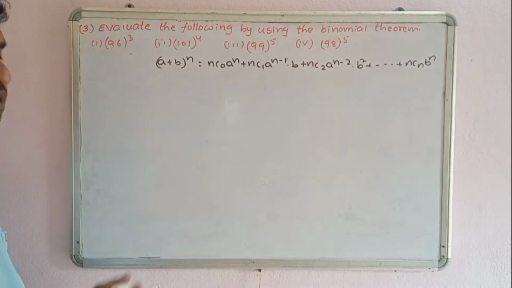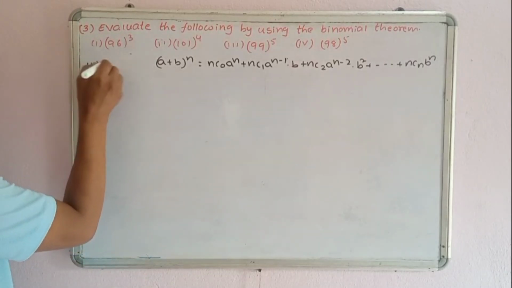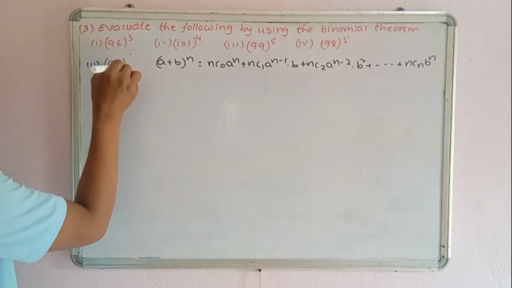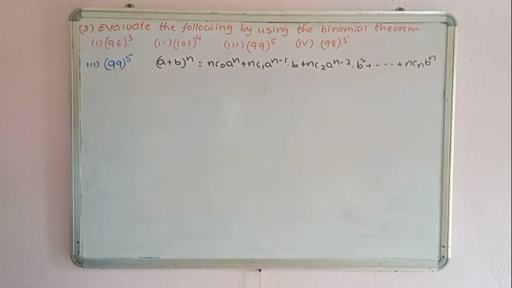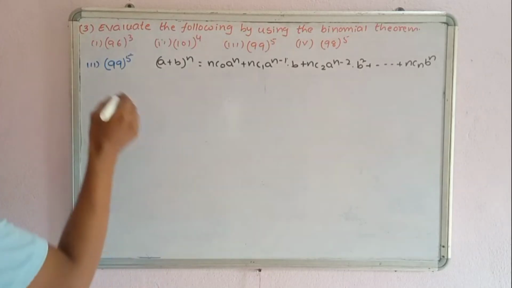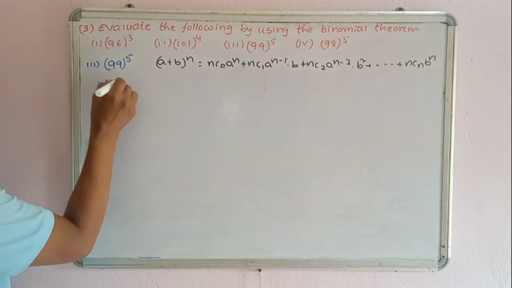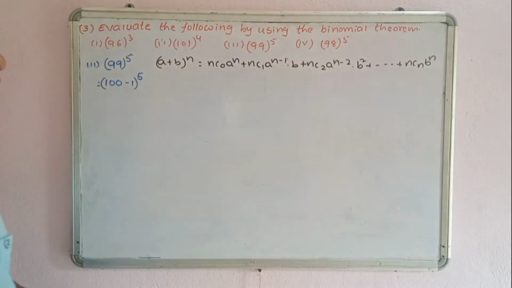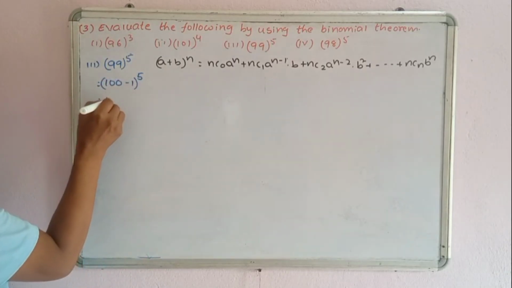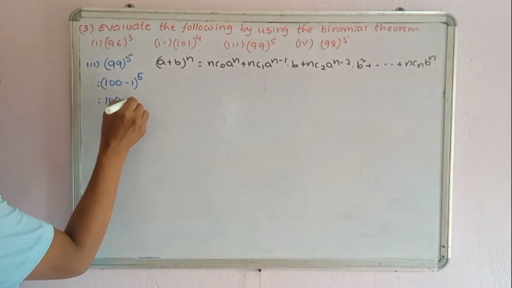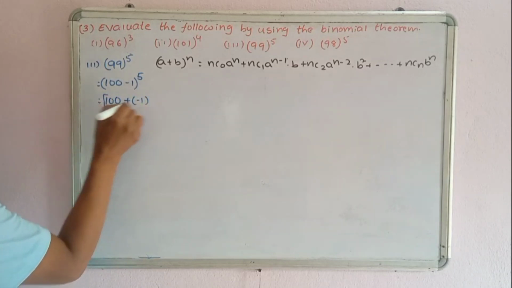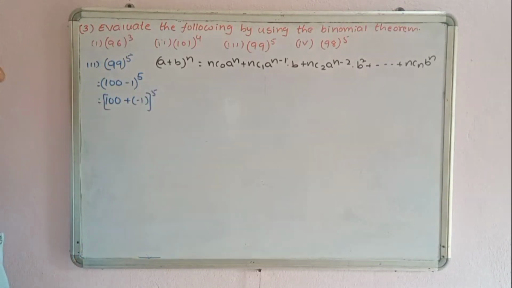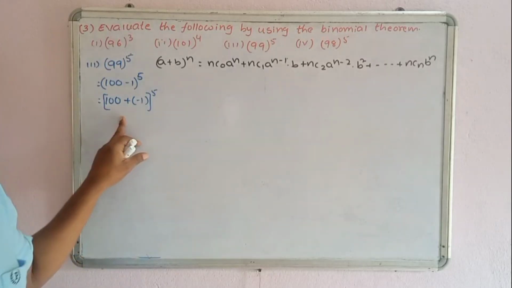Third problem, third one: 99 power 5. 99 power 5 can be written as 100 minus 1 whole power 5. Again 100 minus 1 can be written as 100 plus minus 1, whole power 5. Now this is of the form a plus b whole power n.